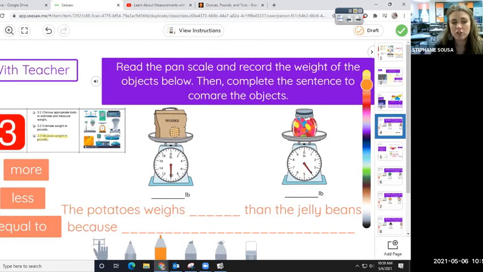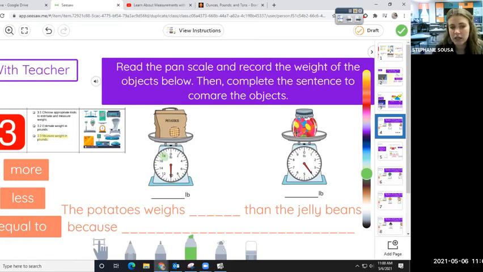Today, you are going to be reading scales. I want you to pay very, very close attention to these scales before you read them. Read the pan scale and record the weight of the objects below. Then complete the sentence to compare the object. Here's why I want you to be careful. Take a look at the scale that has the potatoes. Look at the highest number on this scale. It's 18 pounds.